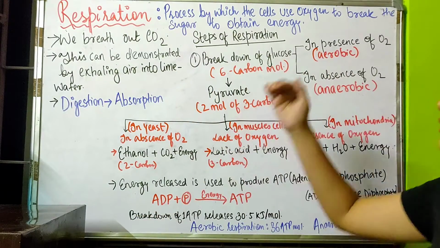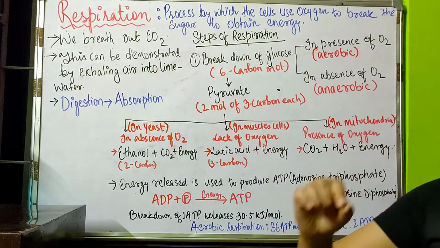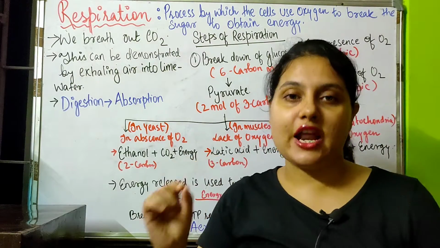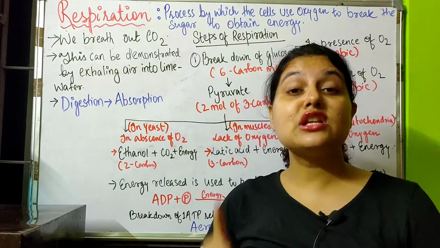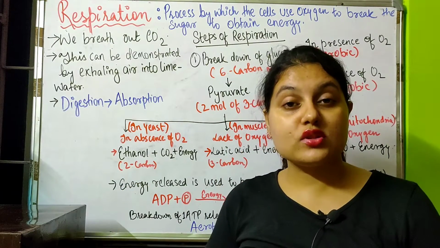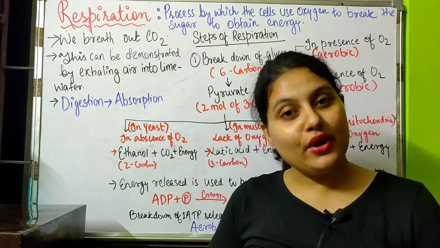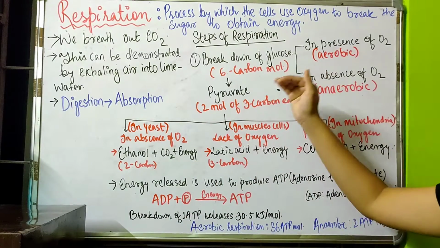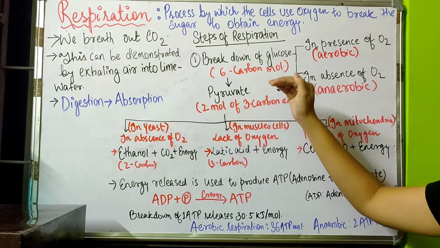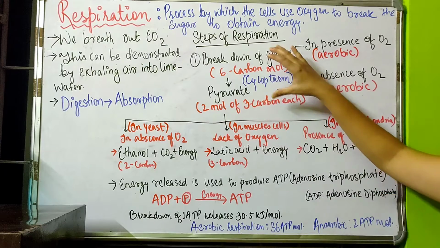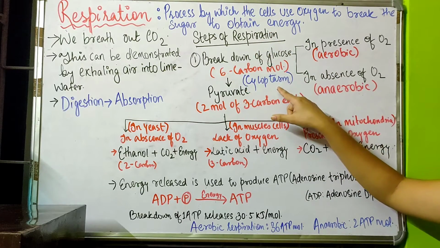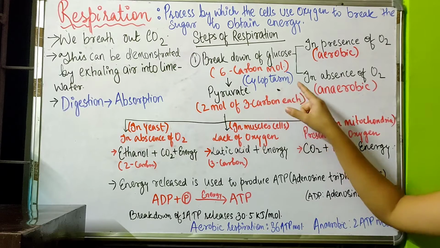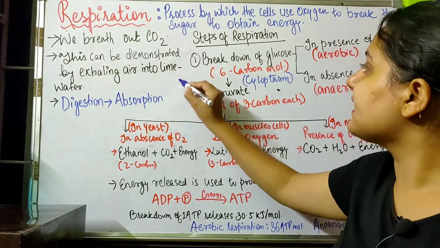When the body requires them, they can also be broken down into glucose. You see, glucose is a molecule containing 6 carbons, C6H12O6, isn't it? That means one molecule of glucose contains 6 carbons. Now that glucose will be broken down into pyruvate. The breaking down of glucose into pyruvate happens in the cytoplasm, and the process is known as glycolysis.